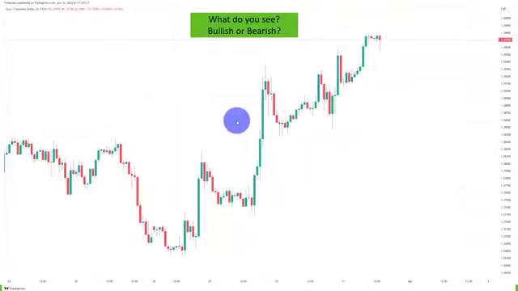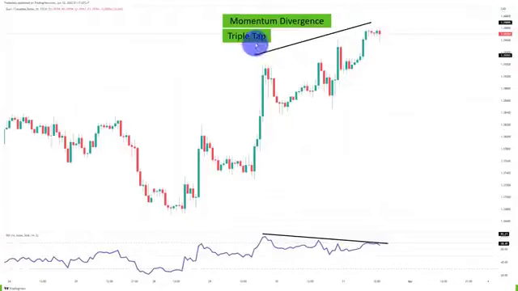What do we see here? Does it look bullish? Does it look bearish? Let's analyze it and let's get into it. So the first very important clue that we have is that we have a momentum divergence, which means that the price in this area made higher highs. So you can see from here to here and here, the price did make higher highs. So technically it's a bullish continuation.